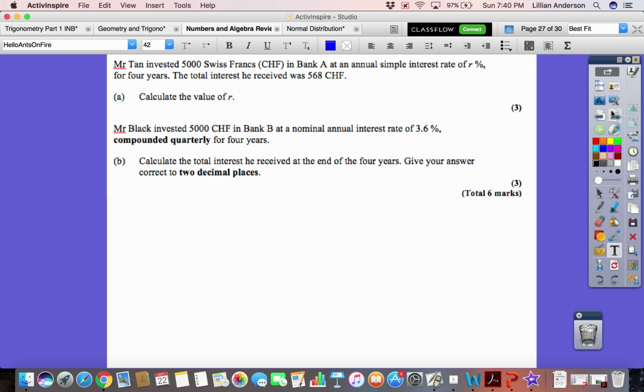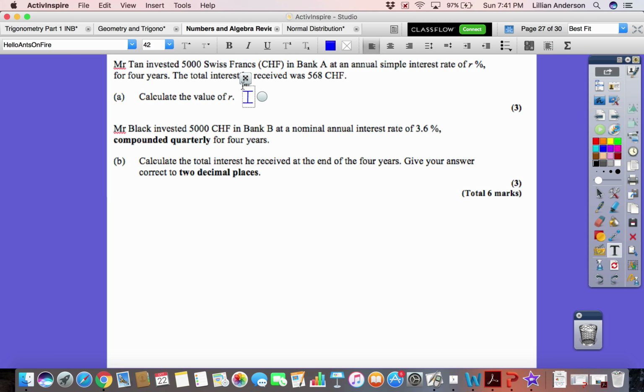Number 3, we had some financial stuff going on. Mr. Tan invested 5,000 Swiss francs in Bank A at an annual simple interest rate of R% for 4 years. The total interest he received was 568 francs. Calculate the value of R. The thing about this is that it said simple interest rate.